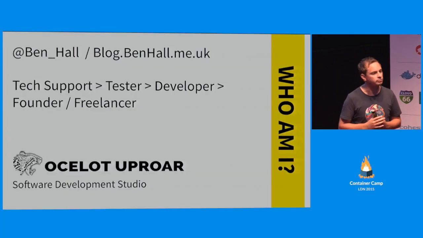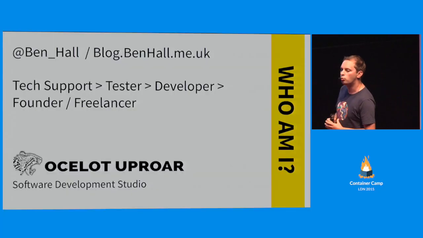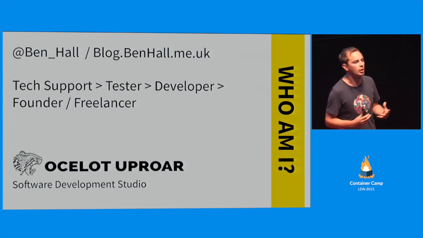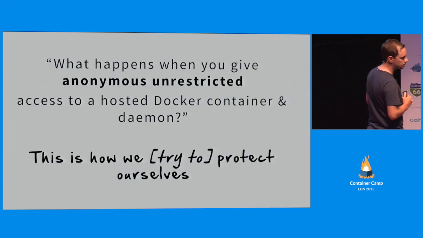So my name is Ben Hall. I've worked at various different companies at various different levels and roles, and I'm currently the founder of Ocelot Uproar, and we build products internally, as well as helping external companies with their development requirements.